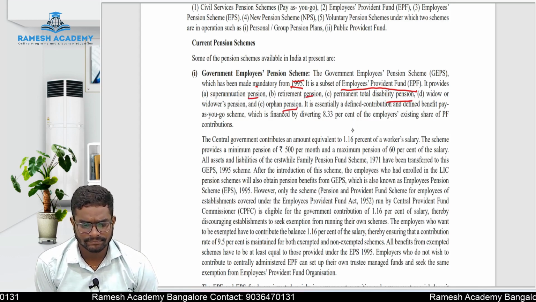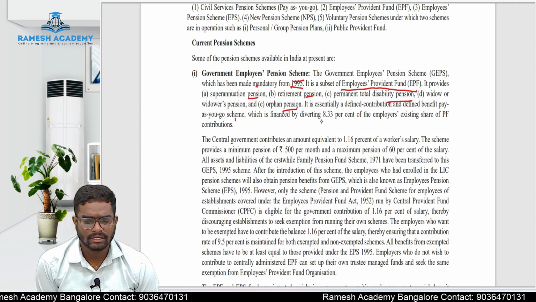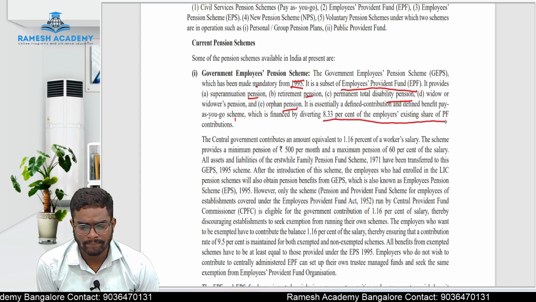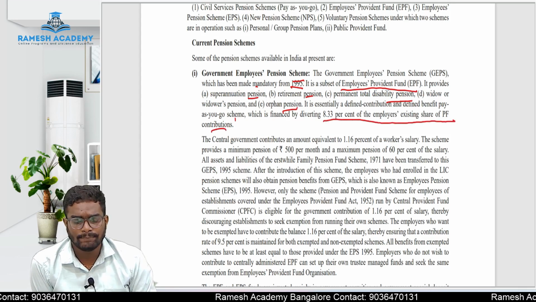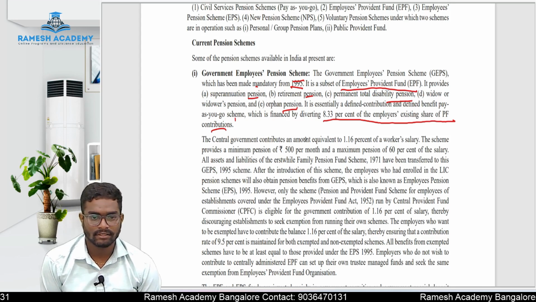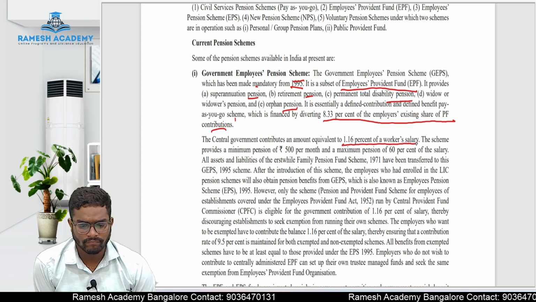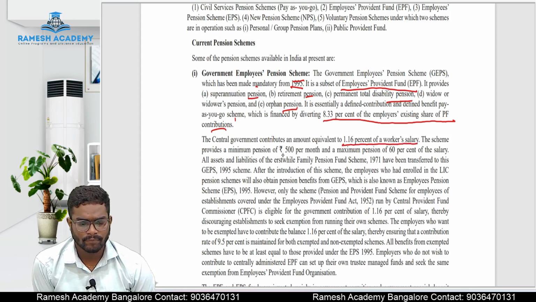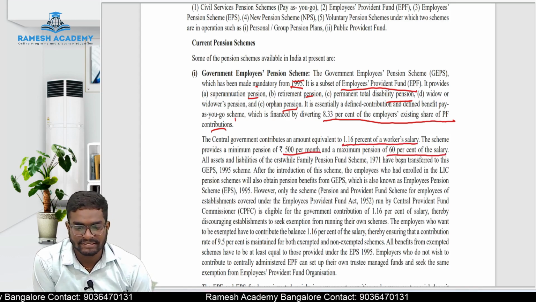It is essentially a defined contribution and defined benefit pay as you go scheme, which is diverting 8.33% of the employer's existing share of PF. So there will be total deduction of 12%. In that, 8.33% of employer portion will go to pension. The central government contributes an amount equivalent to 1.16% of the worker's salary. The scheme provides a minimum pension of 500 per month and a maximum pension of 60% of the salary. So they will get 60% of the salary as pension.